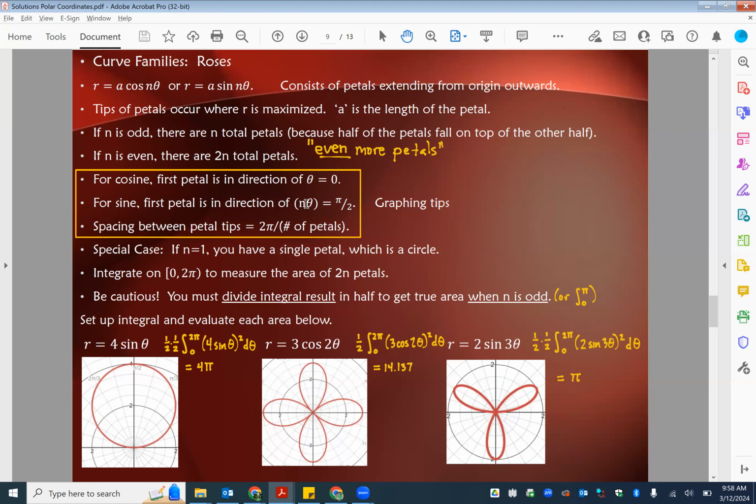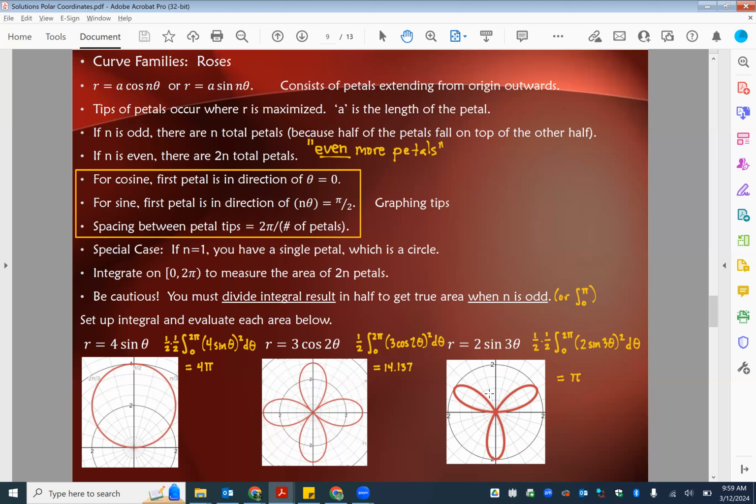So if we set n theta equal to pi over 2, we can work backwards to figure out what theta is. For example, if n was 3, like this bottom right graph, I could set 3 theta equal to pi over 2, and I get that theta is pi over 6, and that's why we have a petal oriented in the direction of pi over 6.